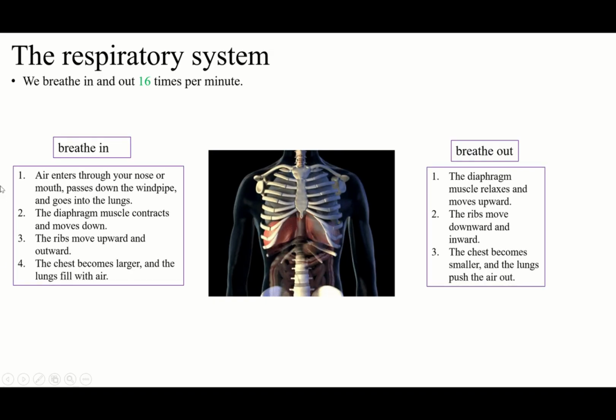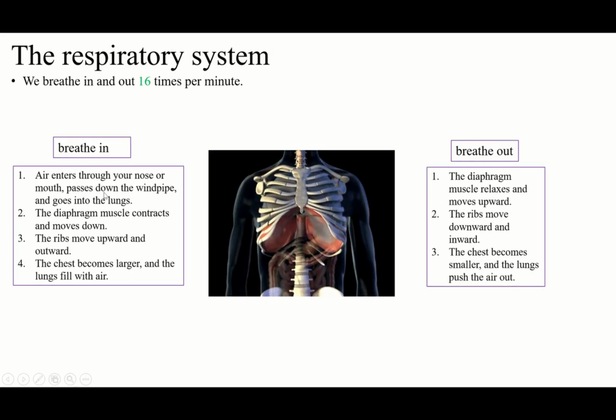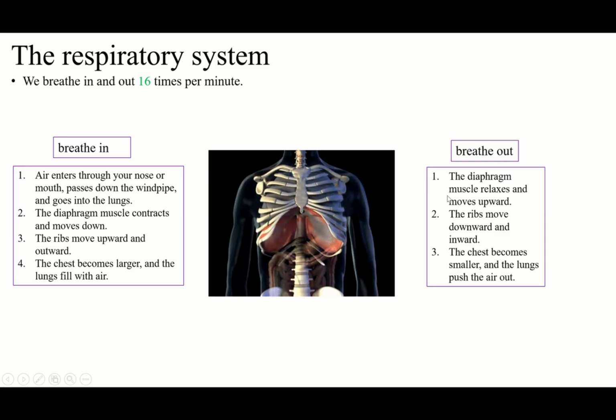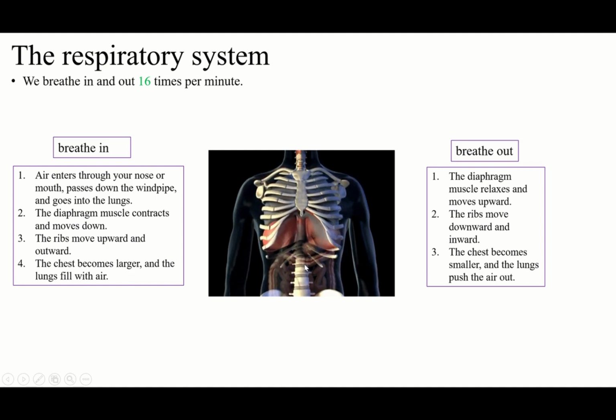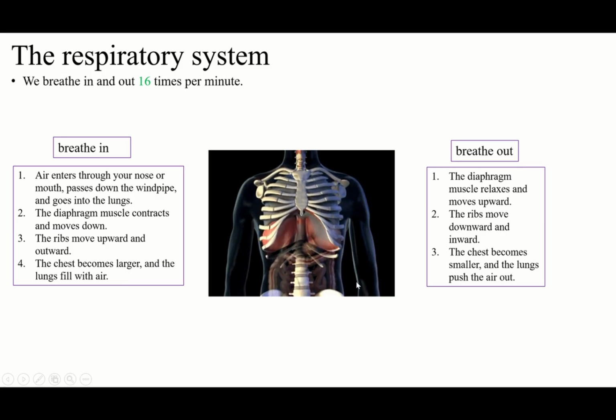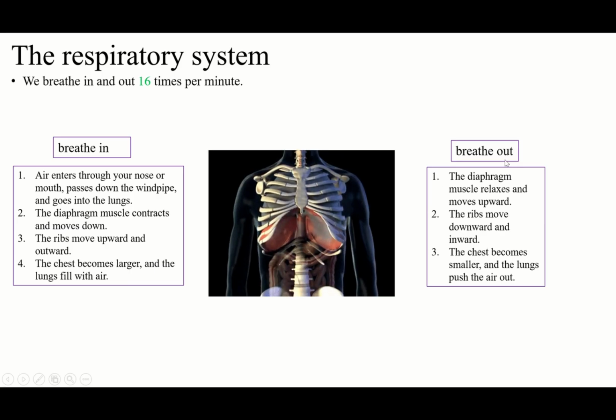You see air enters through the nose or mouth, passes down through the windpipe, of course, into the lungs, but in here the air goes out. And also the diaphragm, the muscle under the lungs, contracts and moves downward. When you breathe in, the muscle comes down, but what about the breathe out? When you breathe out, it will relax and move upward.